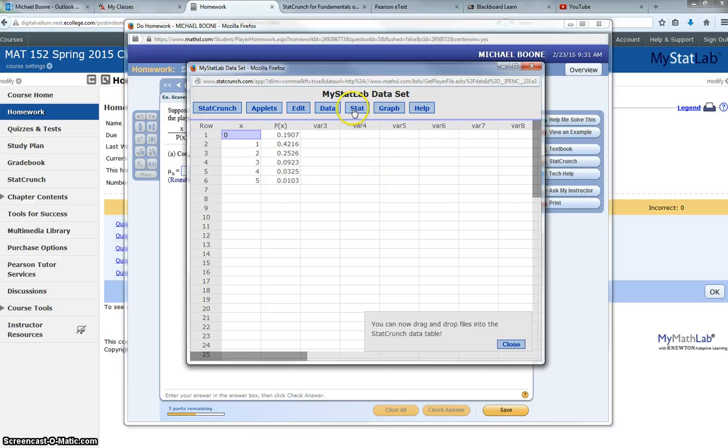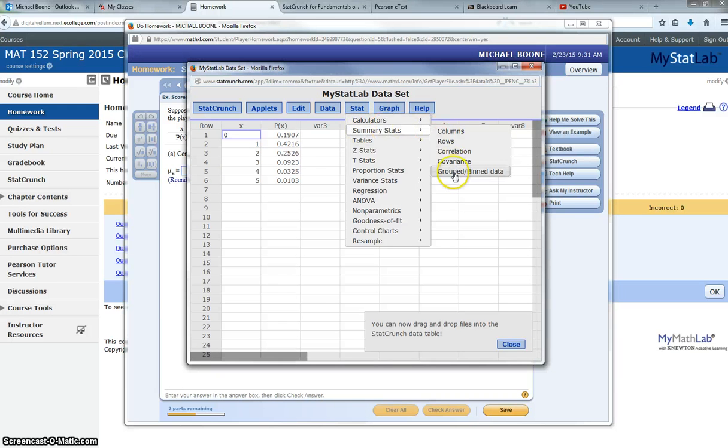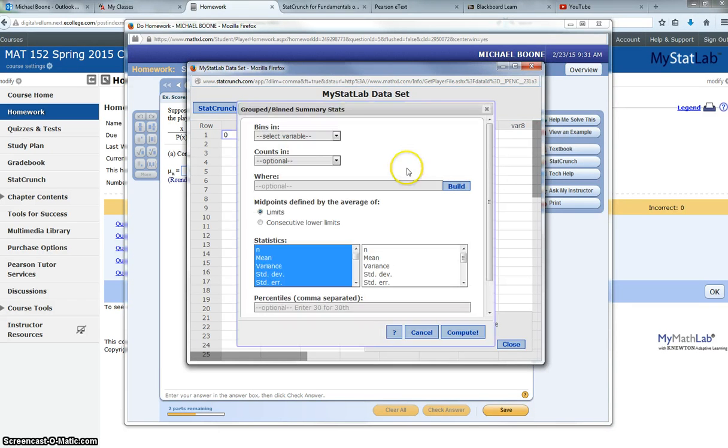So I want to find the mean of this. So I want to do summary statistics, but I also want to do it on grouped bin data. So that's where I want to find my mean and standard deviation. I believe in chapter 2 or 3 we also use this. The one issue that StatCrunch is going to have is the fact that it has decimal numbers in here.